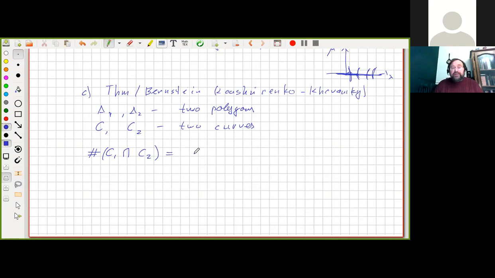And the formula is the following. You have to take the volume of the first polygon plus the second, so the sum of the polygons, I mean that you just take the vector sum of all points of one polygon with the points of another polygon. So this is the volume of the sum of the two polygons minus the volume of delta one minus the volume of delta two, which is called mixed volume. It's actually true for arbitrary dimension, but we don't need that.